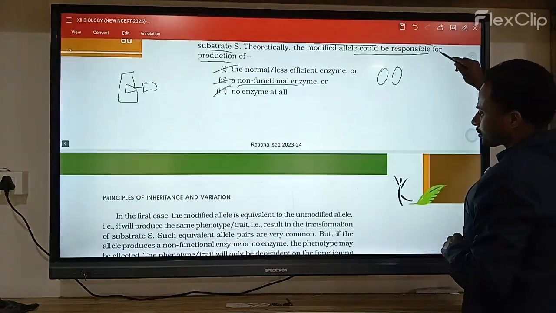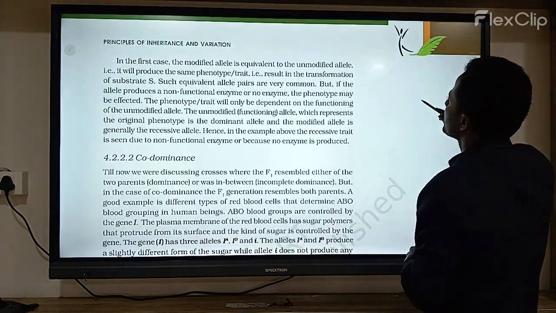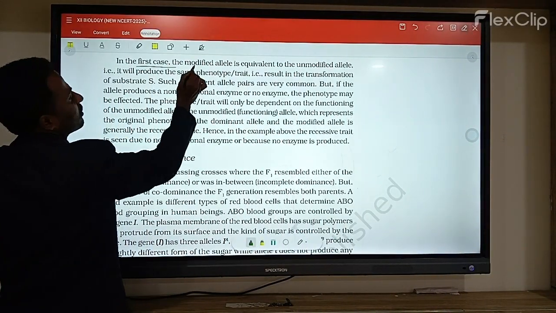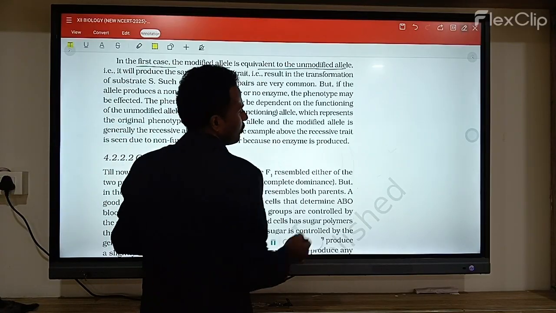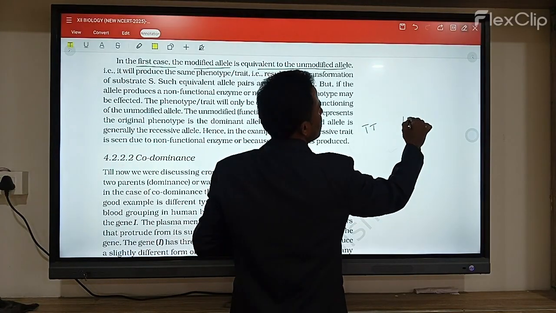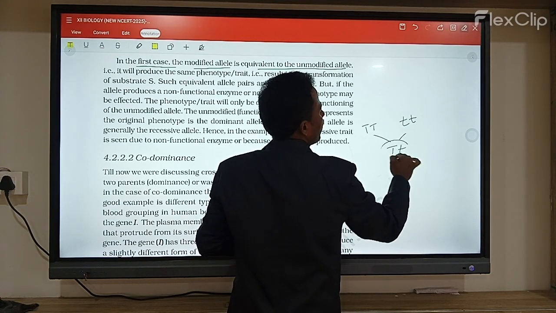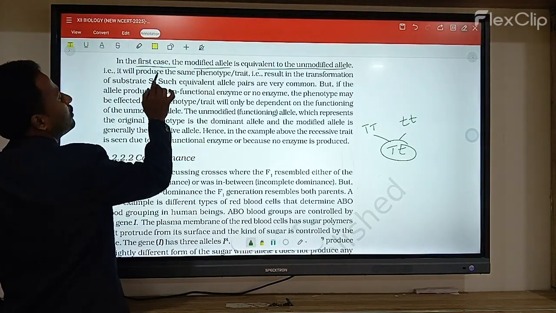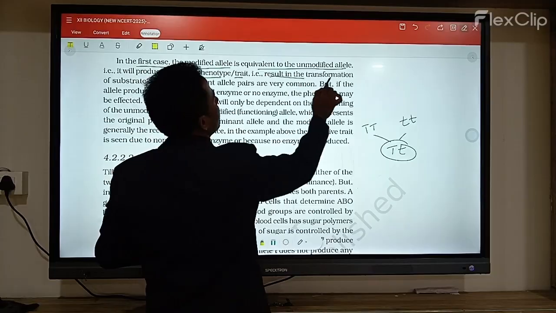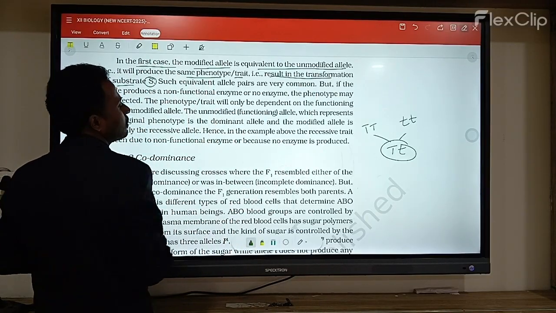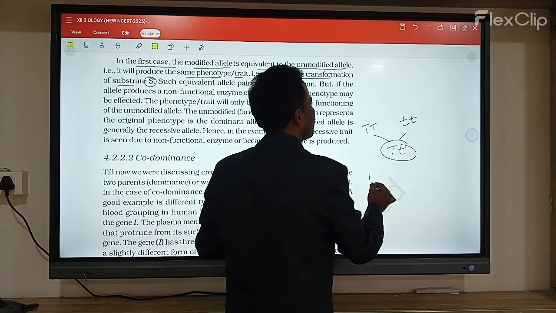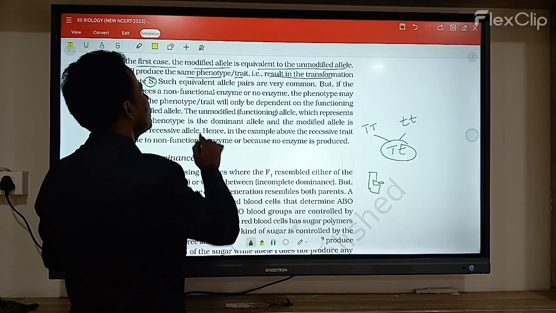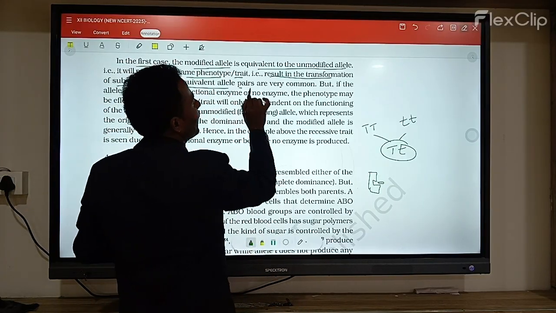In the first case, the modified allele is equivalent to the unmodified allele. So here the capital D is there and small d is there. When you see the first one and second one, they show no variations. Am I right? Will they produce the same phenotype? The result is the transformation of the substrate, yes. Here the transformation is completely yes. So when the enzyme active site binds with the substrate, the allele is equivalent, very common.